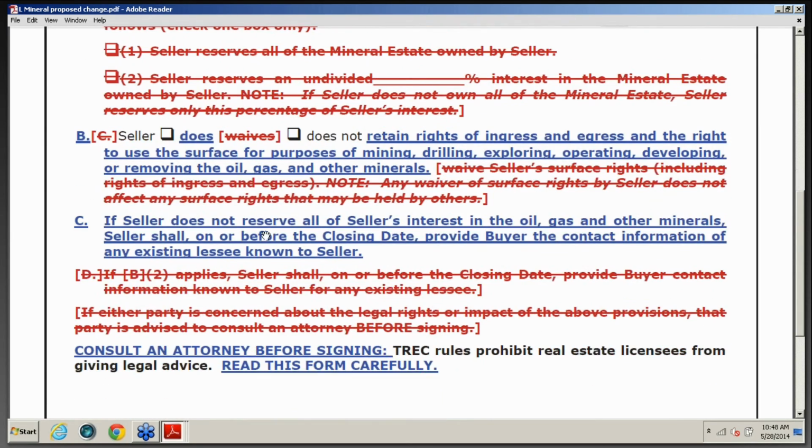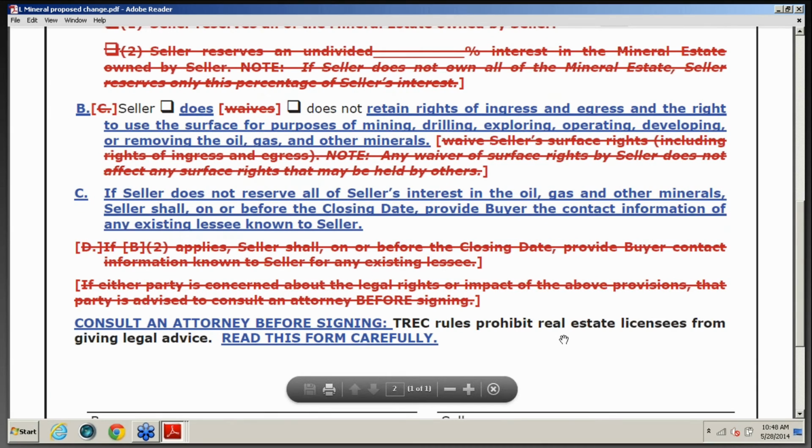And then also, if the seller does not reserve all of the seller's interest, then the seller shall, on or before the close date, provide the buyer the contact information of any existing lessee known to the seller. Again, consult an attorney before signing and read this form carefully.